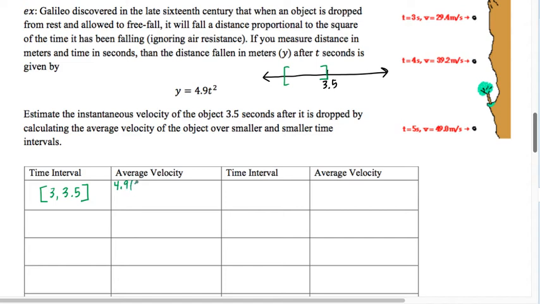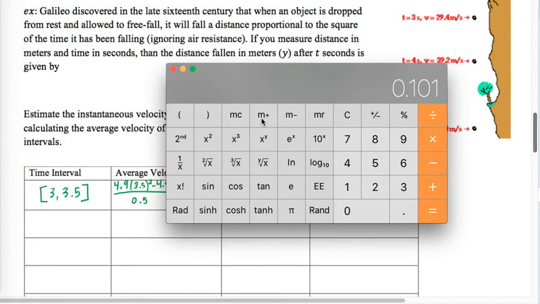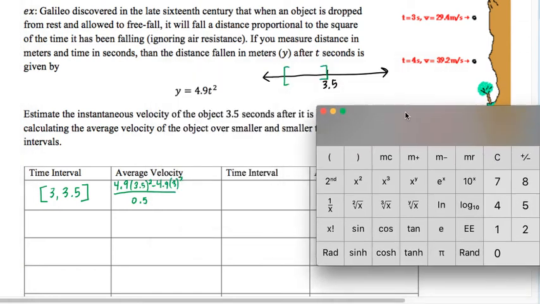It's going to be 4.9 times 3.5 squared minus 4.9 times 3 squared. That's the change in the distance over that time interval. And this is happening over a time span of 1/2 second. So we're going to need a little calculator here.